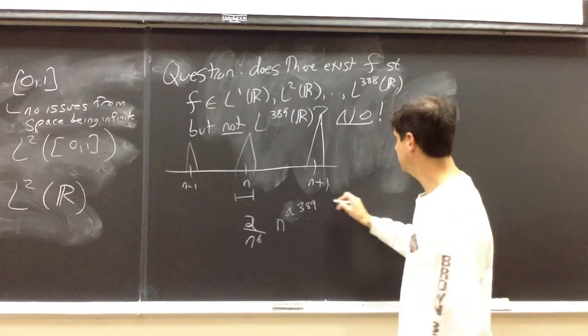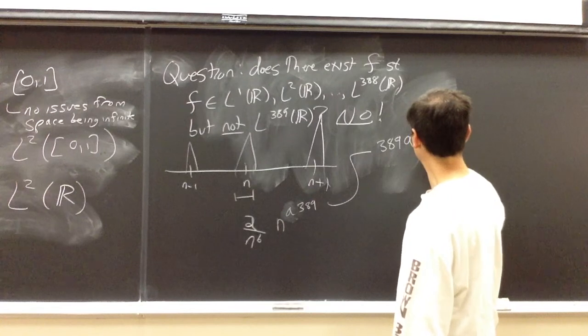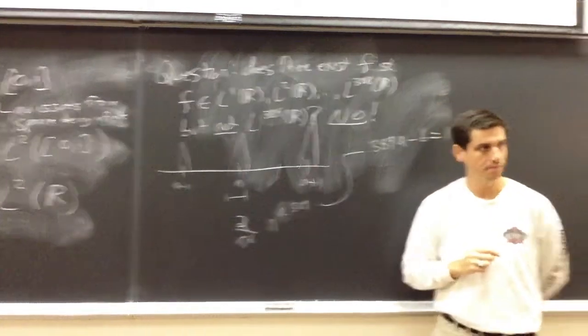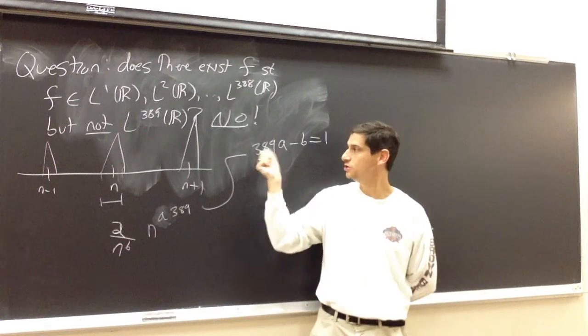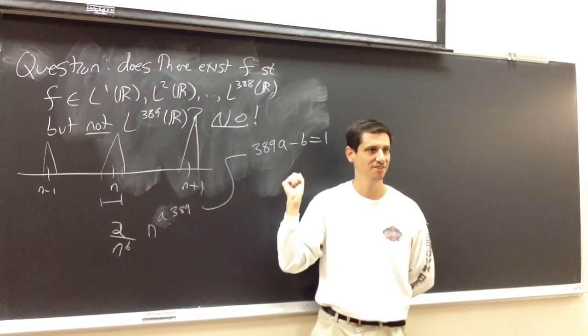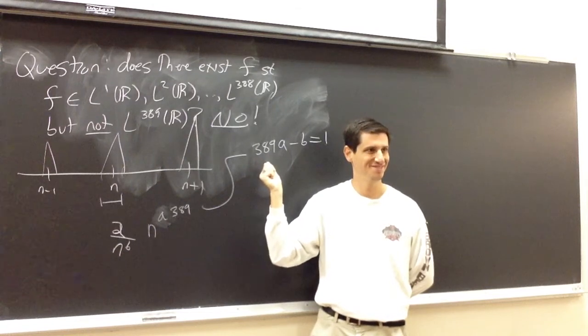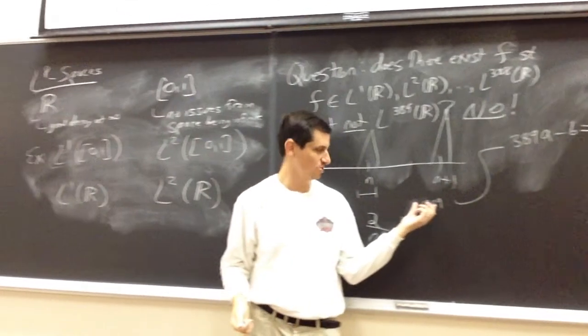And so this leads to the condition we want 389a minus b to equal 1. What's a good choice for a? You have an equation with 2 unknowns. You're going to have infinitely many solutions or none. What's a good choice for a? Simplest is a equals 0. I know, ZG, you have the right answer, but let's do a equals 0. What's bad about choosing a equals 0?